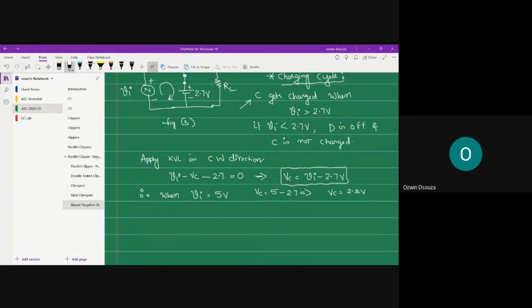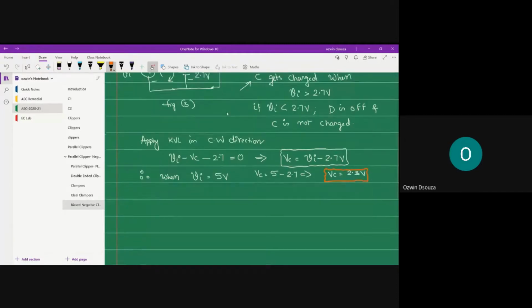So you can clearly observe that we have controlled the charging of the capacitor. In case of an unbiased clamper, the capacitor used to get charged to the maximum value of the input. But using the biased method, you can control the charging voltage of the capacitor. So we have limited the capacitor voltage to just 2.3 volts, and this is possible by introducing a DC reference or a biasing technique.